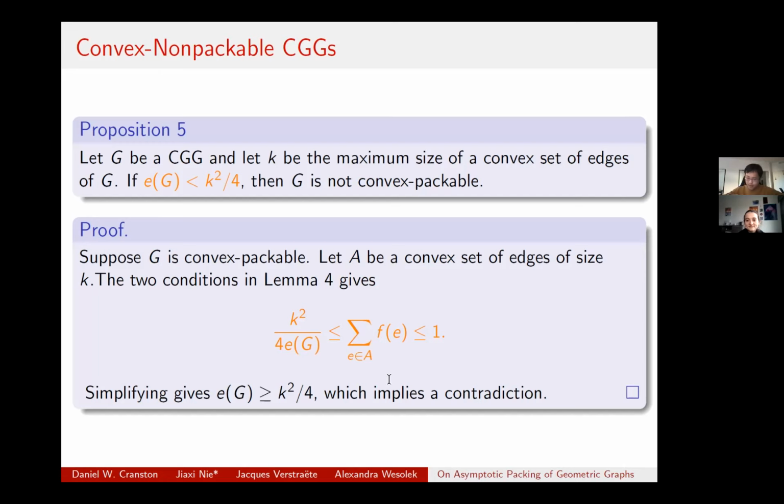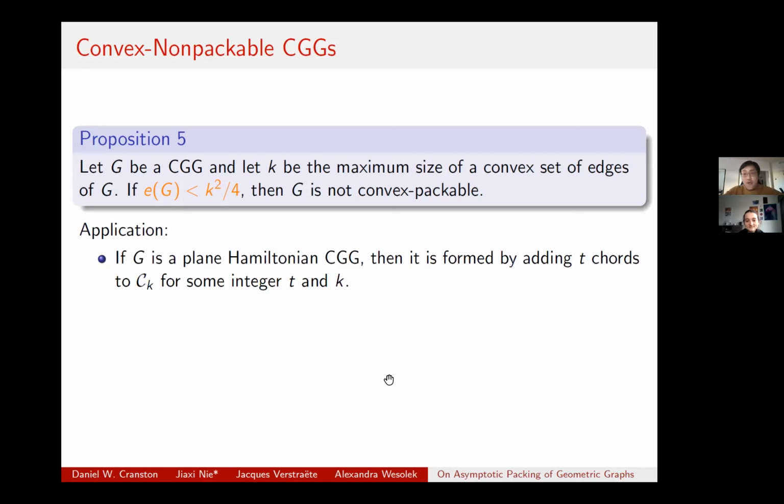Okay, so this completes the proof. And now let's see how we apply this proposition. First, if G is a plane Hamiltonian CGG, then it is formed by adding some number of chords to a plane cycle. Let's say the number of chords is T and the length of the cycle is K.